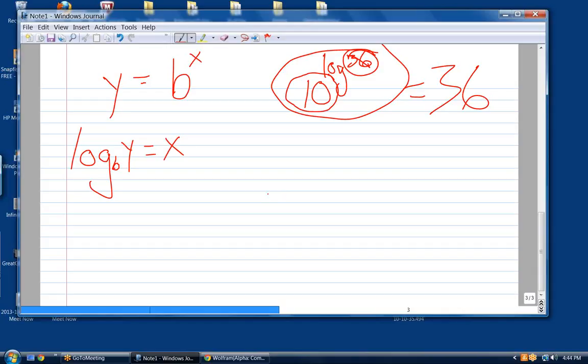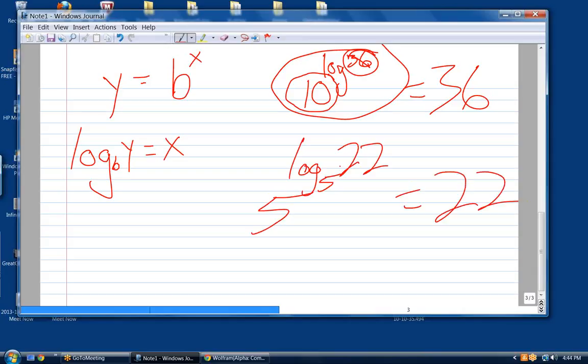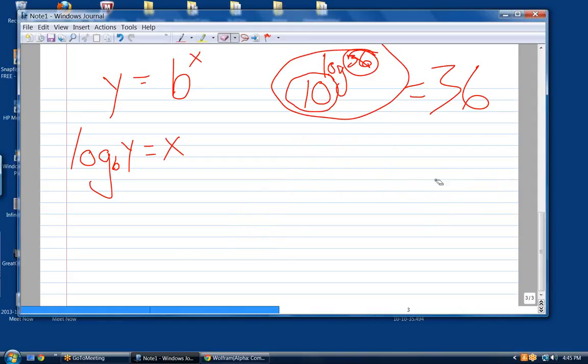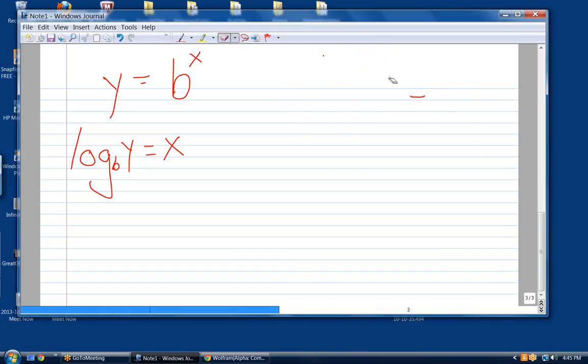In other words, if I said 5 raised to the log base 5 of 22, that's equal to 22. In other words, as long as that is the same as that, then the whole thing is equal to that. All right. Okay? So that's one rule for logs that you need. What's another problem?